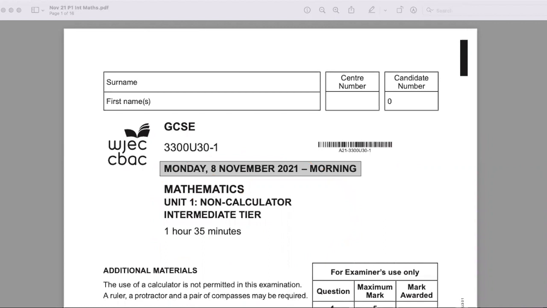Hi everybody. What we're going to do today, we're going to look at the November 2021 paper, and we will be looking at the mathematics, the Unit 1 non-calculator and intermediate tier. So this is how it works.